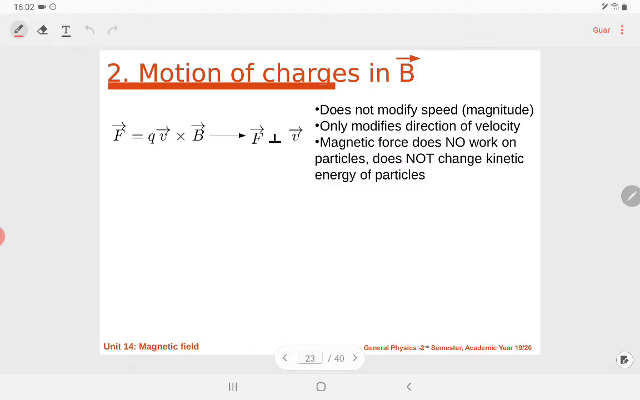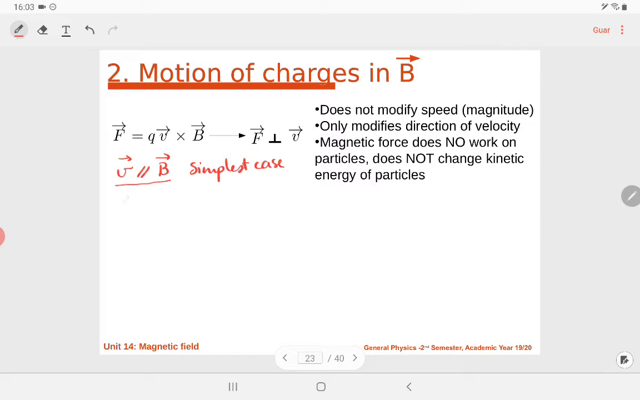So let's analyze what type of movement we're going to get in a particle that is moving inside a region that has a magnetic field. We're going to explore different cases. In all of the cases, the force will not alter the speed, the magnitude, only the direction. The first case, which is the simplest, is when the velocity is parallel to the magnetic field.